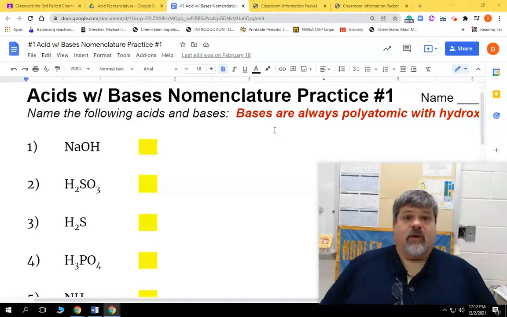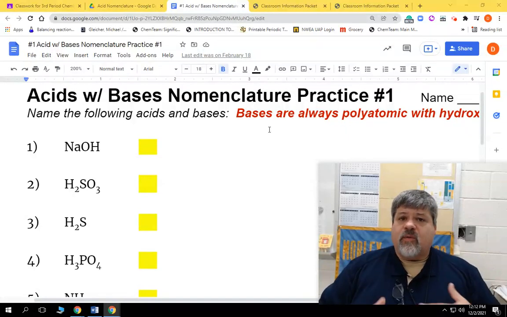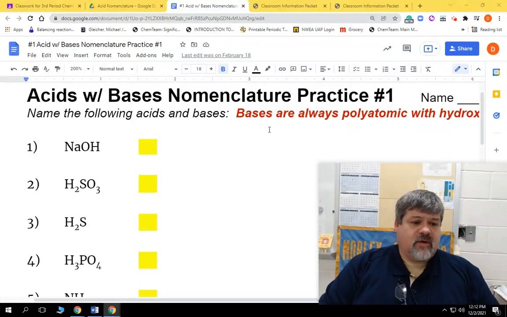Hey everyone, today we're going to go over acids. So acid nomenclature, both naming it from the formula and writing the formula from the name. So let's go ahead and begin. One thing I do want to say is that we've already gone over how to do these. So if you need that, go back to the explanation of how to do acid nomenclature, along with the rules that are in the packet.